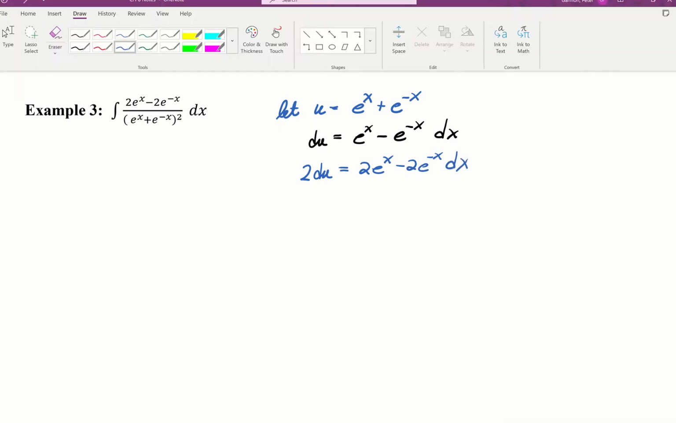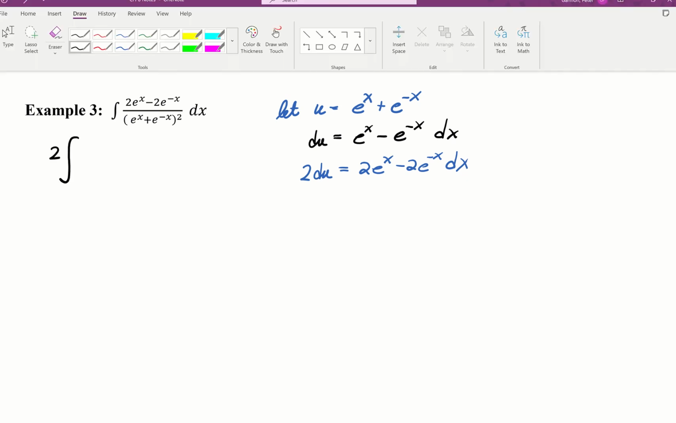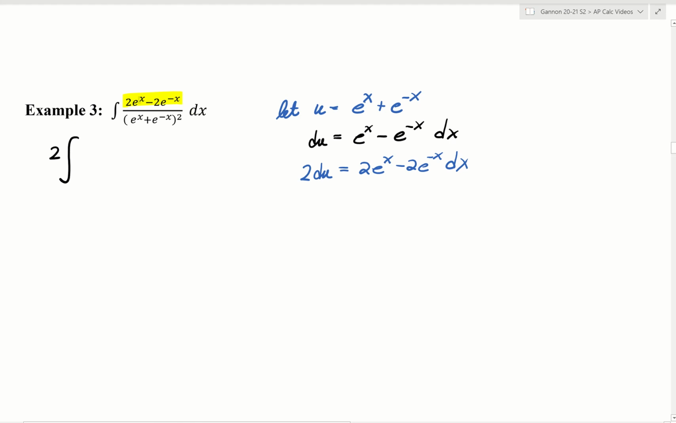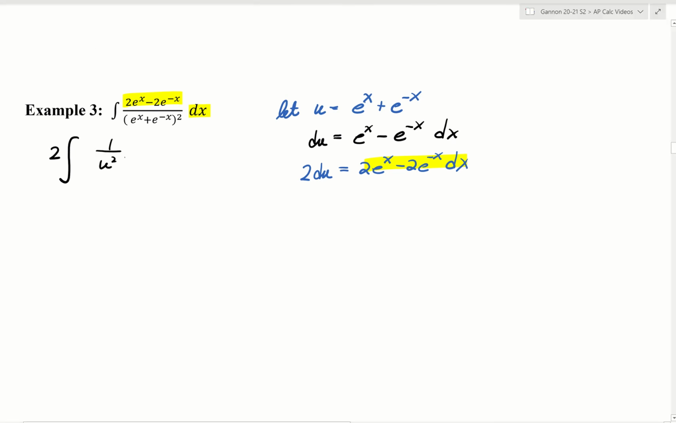At that point, I'm ready to substitute. So I'm going to put the 2 in front. We're replacing the 2e to the x minus 2e to the negative x and the dx with the 2 du, because there it is. So on the bottom, we've got e to the x plus e to the negative x, which we're replacing with u. So this is going to be 1 over u squared du.